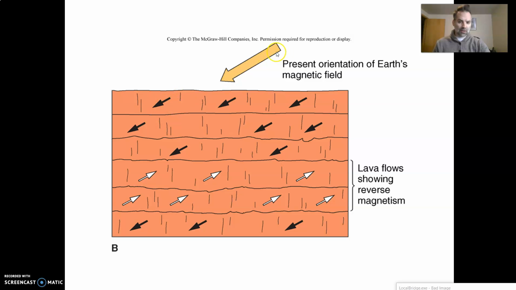basically an orientation parallel to the present orientation of the Earth's magnetic field. However, down in lava flows 4 and 5, it shows a reverse orientation. So these rocks record a magnetic reversal, or a change in the orientation of the magnetic field. And this is important because we want to essentially track this through time.